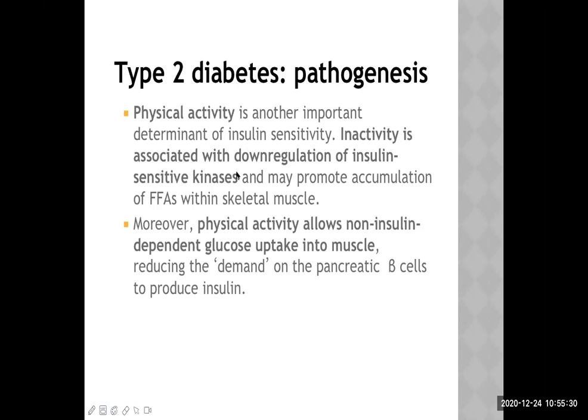Inactivity is associated with down regulation of insulin sensitive kinase and may promote the accumulation of free fatty acid within the skeletal muscle. So opposite things will happen. Physical activity is really important if somebody doesn't want to develop a diabetic state, and inactivity helps in the development of the diabetogenic state. Remember like that. Moreover, physical activity allows non-insulin dependent glucose uptake into the muscle. That's what I discussed just now.